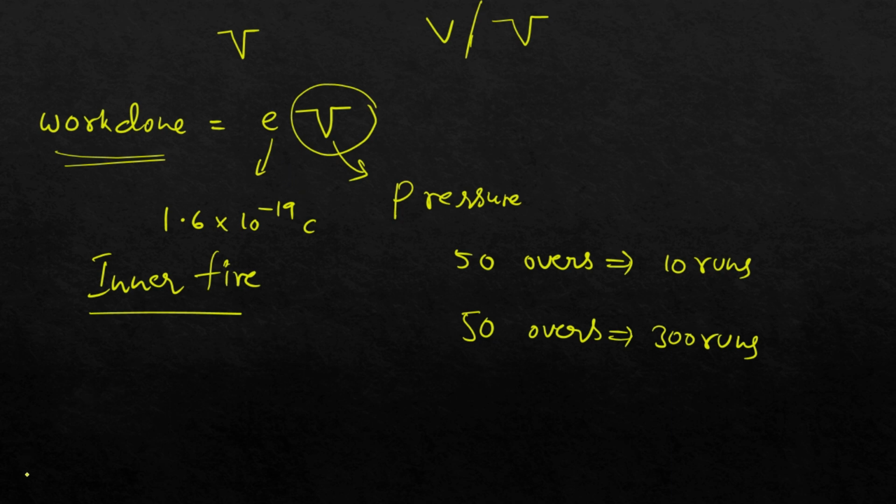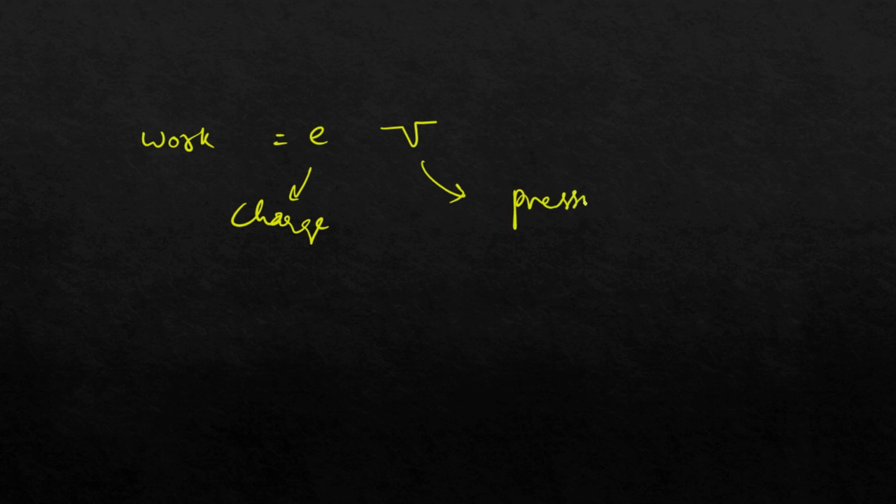So in electrical terms, work done will be e into V. e is the charge and V is the potential difference. So this is the charge, this is the fire, and this is the pressure difference.